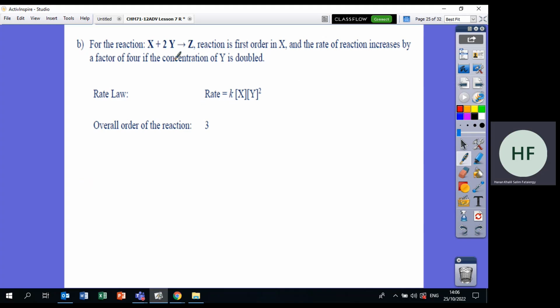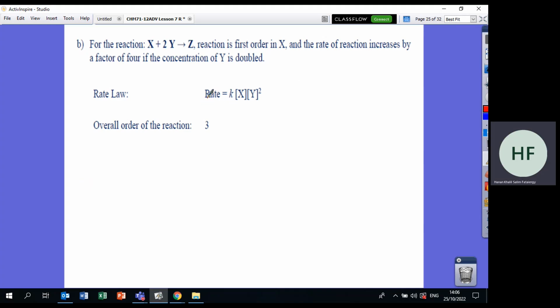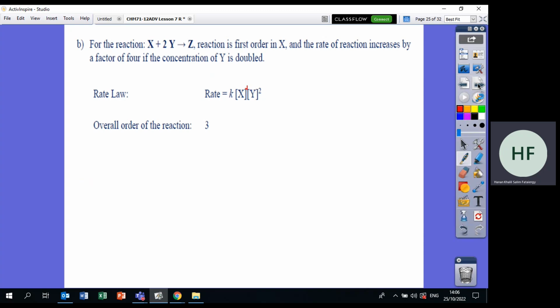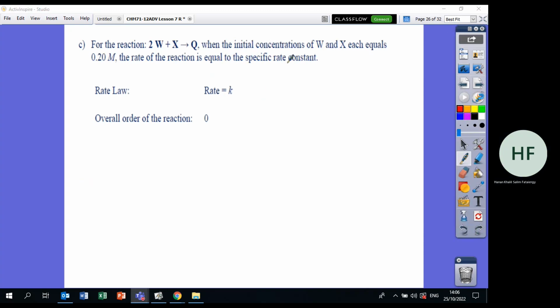Now I have this reaction. The rate is equal to K times x times y squared. What is the order of X? 1. What is the order of Y? 2. What is the overall order? 1 plus 2, which is equal to 3. Now we have the rate law, rate equal K. I cannot see W and I cannot see X. This means that W is power 0 and X is also power 0. The overall order of the reaction is 0 plus 0. This is 0.